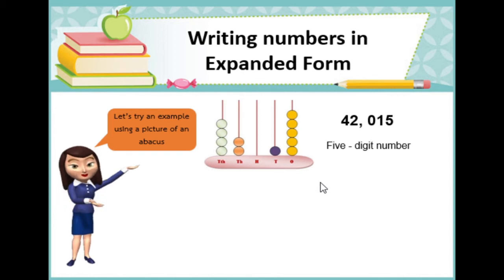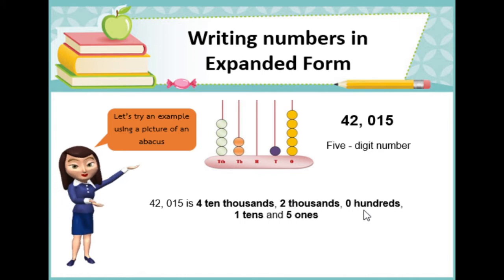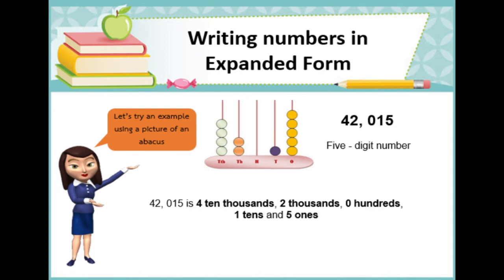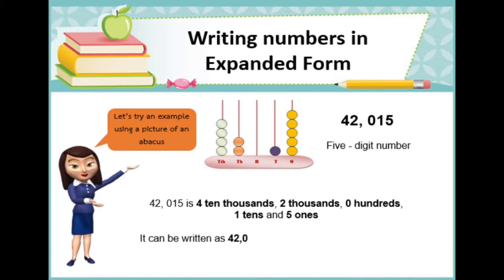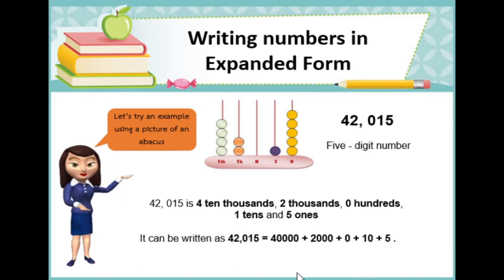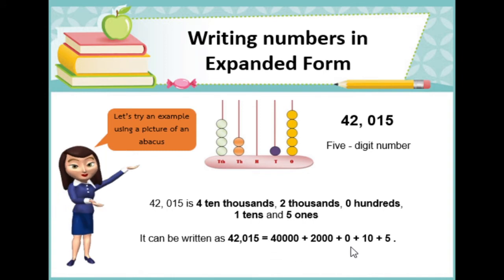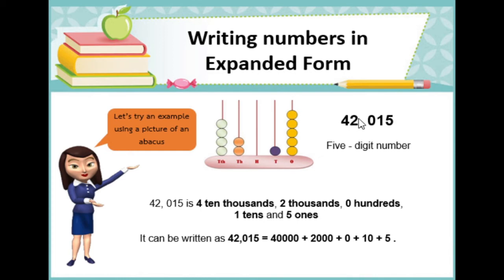In 42,015, 4 ten thousands, 2 thousands, 0 hundreds, 1 tens, and 5 ones. So, in expanded form, it shall look like this: 42,015 equals 40,000 plus 2,000 plus 0 plus 10 plus 5. That's the expanded form of the number 42,015.